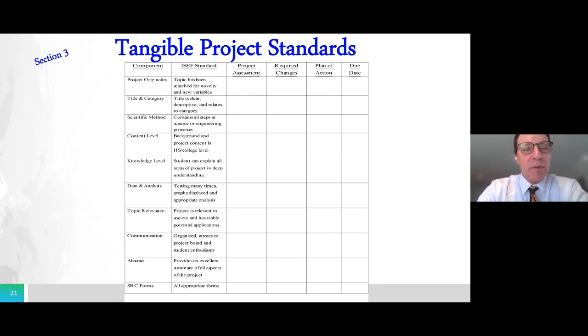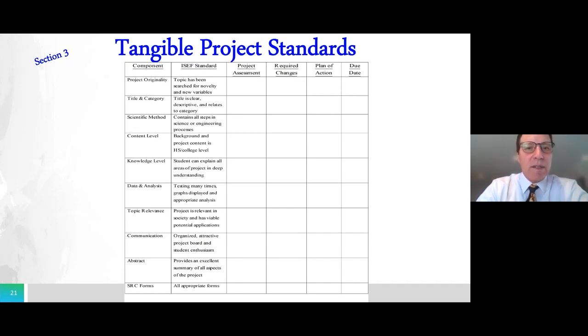And the first one I talk about is tangible project standards. And by tangible, I mean things that you can really see, right? And really things that you can do in your project. So this is kind of a list or a table of what the component is, what the standard is, and then you can go through and assess it and check it off as you go. So it's a really nice checklist as you go through your project.